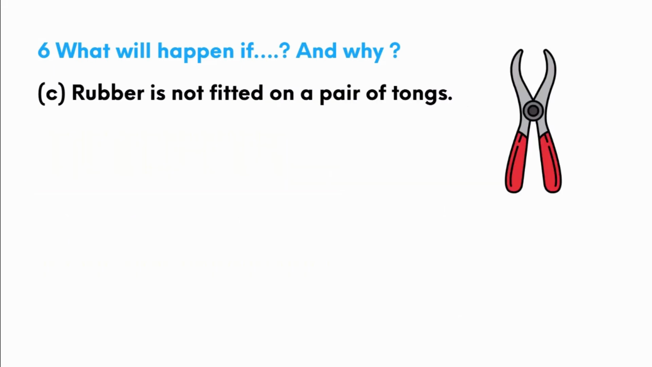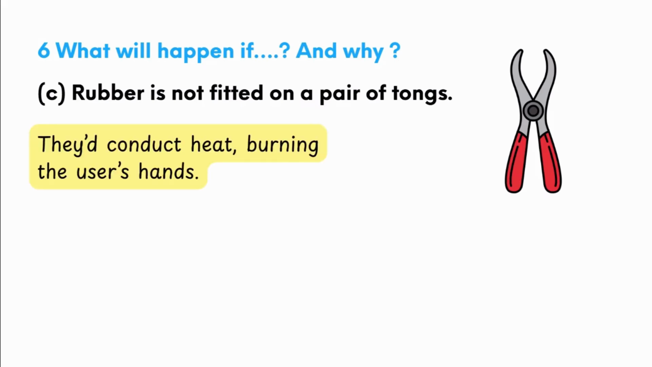What will happen if rubber is not fitted on a pair of tongs? The metal conducts heat and it will burn the user's hand. That's why the rubber is fitted on the pair of tongs.